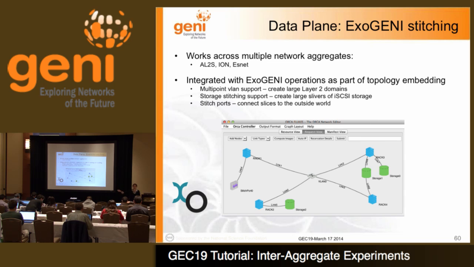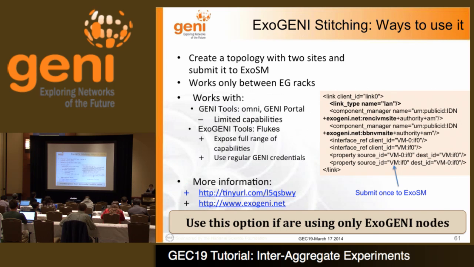For example, you can specify a stitching point from GENI to external resources, such as your lab. You can stitch to storage devices if you want. And what you see here is a screenshot of an ExoGENI-specific tool called Flukes. Now, how can you use ExoGENI stitching? You can create any topology between any two ExoGENI racks only, so this does not work with the InstaGENI racks.